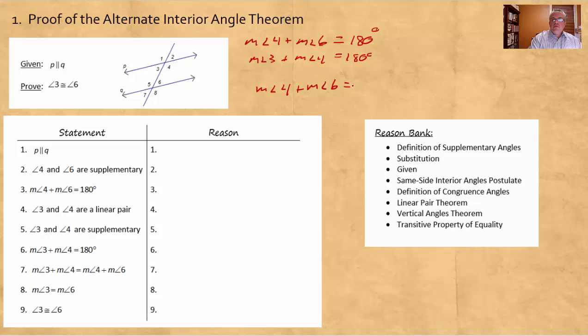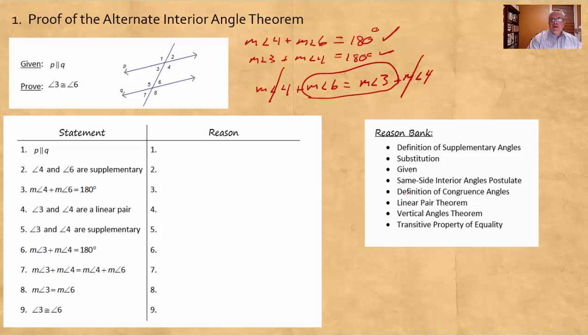So the measure of angle 4 plus the measure of angle 6 equals the measure of angle 3 plus the measure of angle 4. And we see we have angle 4 on both sides. When we cancel it, what we're left with is what we want, that the measures of 6 and 3 are equal, therefore they're congruent. So there are a lot of little details here in doing it, but I want to get the main idea. It's based on our postulate and a linear pair, and then setting those equal to each other. Alright, so here we go.